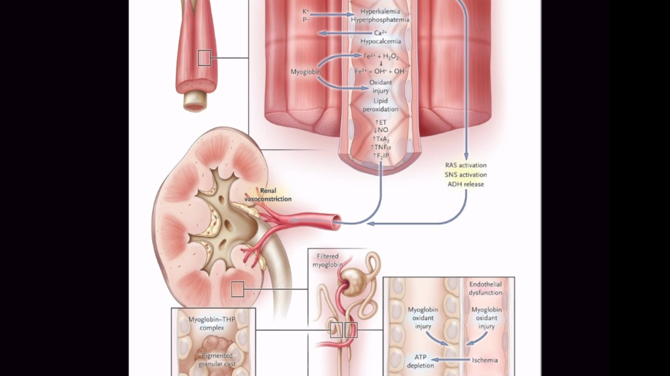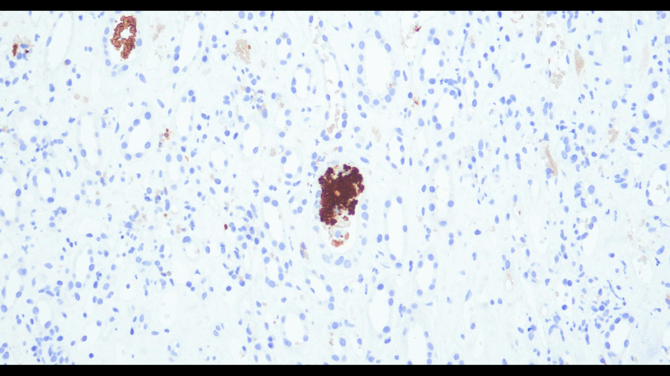That was a great explanation. In addition to myoglobin staining, a hemoglobin stain was also performed and showed a couple positive scattered tubular casts as well. Oh, wow. So we have both myoglobin cast nephropathy and hemoglobin cast nephropathy.